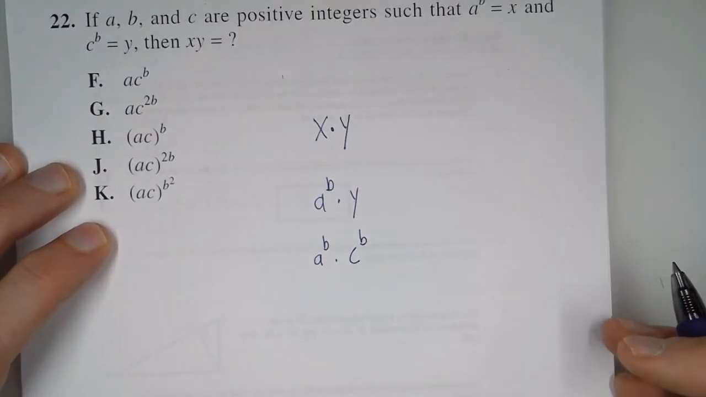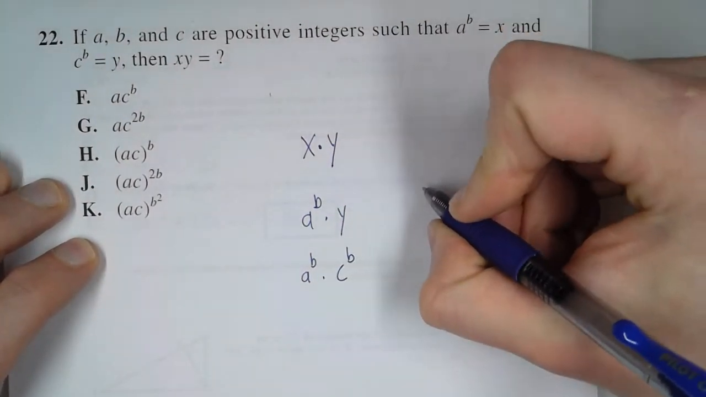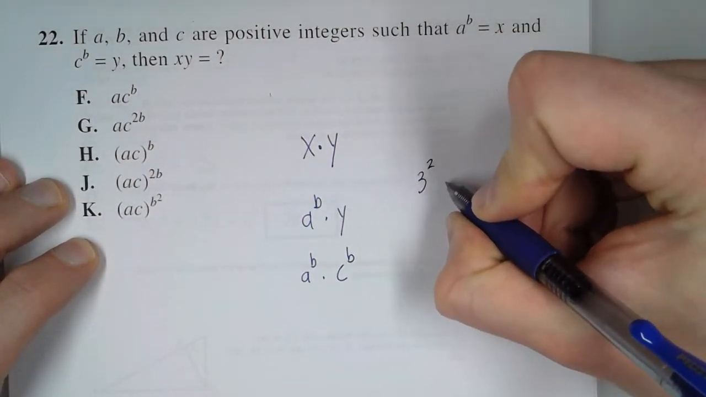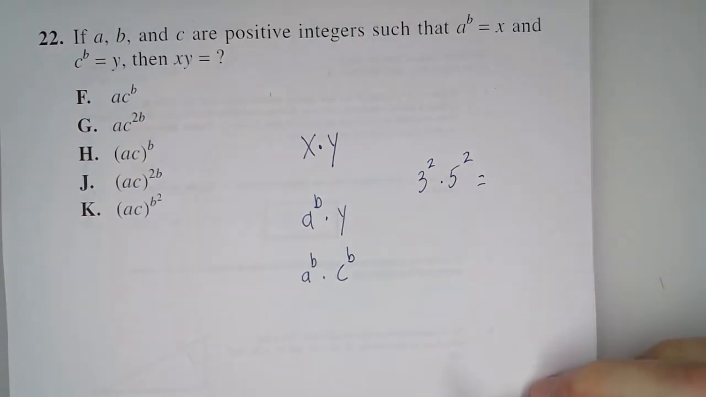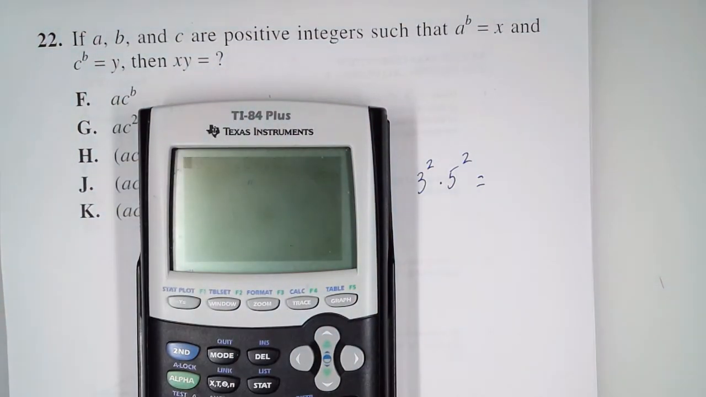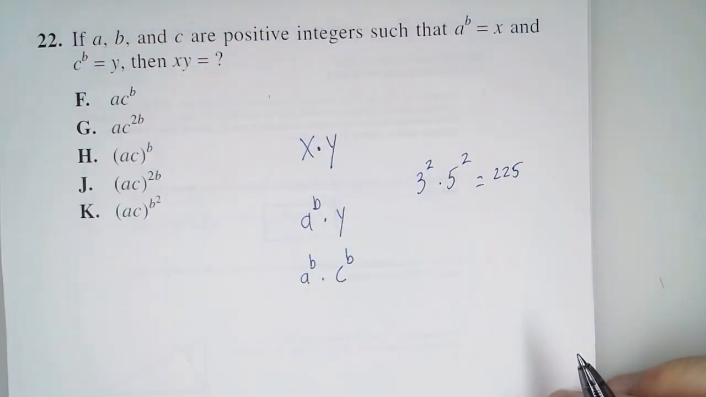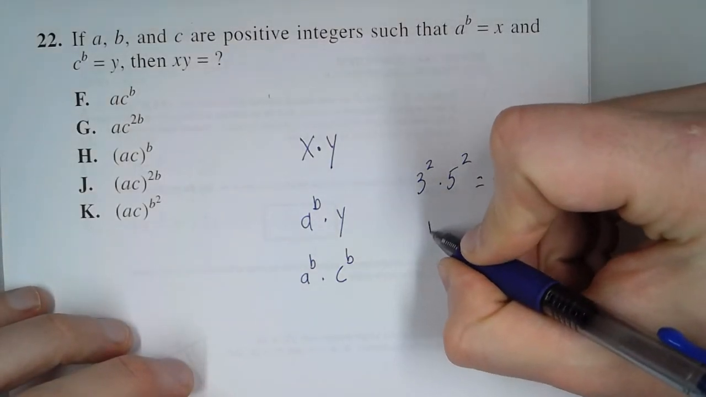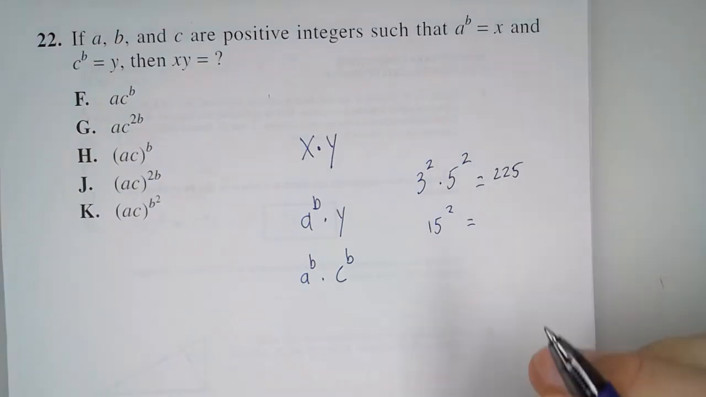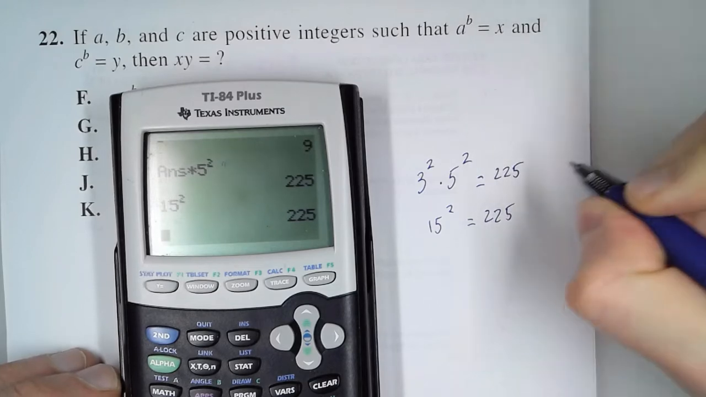One way we can think about this is, let's put in numbers here. Let's say 3 squared times 5 squared. That's the same as, well, let's calculate that. 3 squared times 5 squared is 225. And that's the same as 15 squared. Don't believe me? Let's see it. 15 squared is 225.